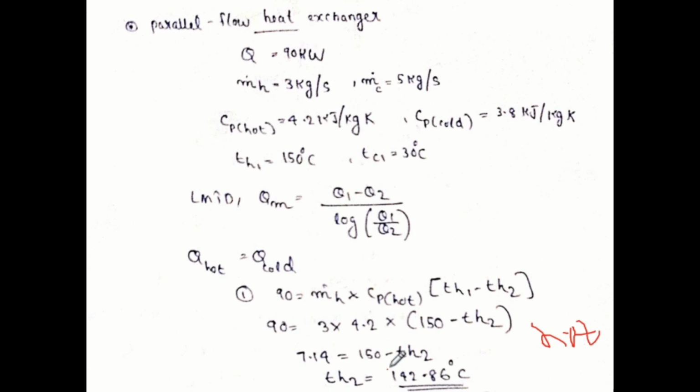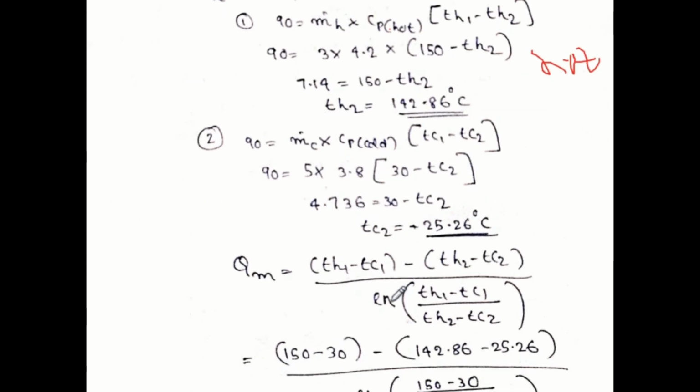Then by simple substitution, we get the outlet temperature of the hot fluid as 142.86 degrees Celsius. Similarly, we can find the outlet temperature of the cold fluid, which will be 25.26 degrees Celsius. So the final step is just simple substitution.